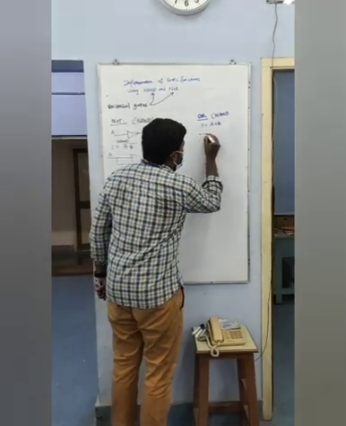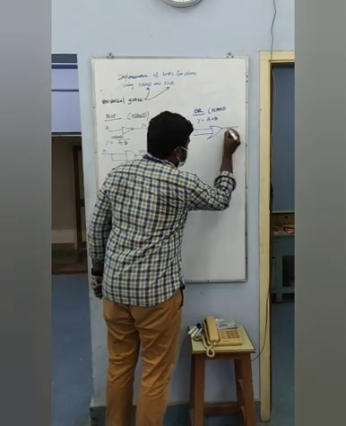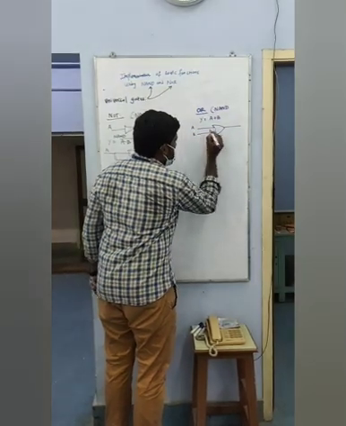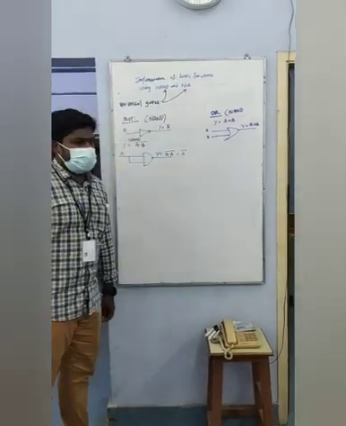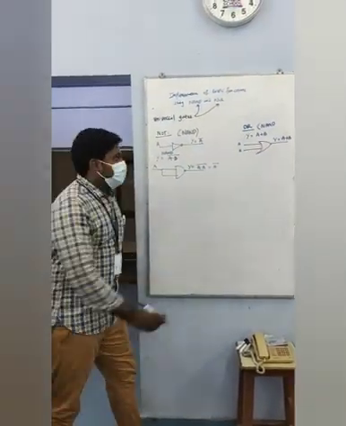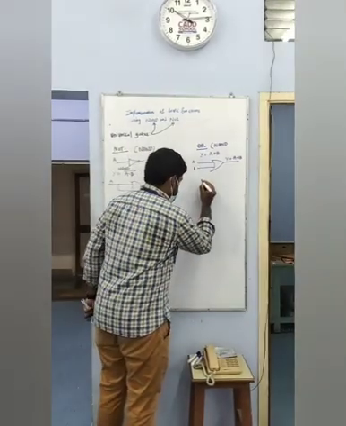Now, how will your OR gate look like? So this is my OR gate. A, B, what is my output? A plus B is my output. Am I right? Now I have to implement this. So how this can be implemented here?